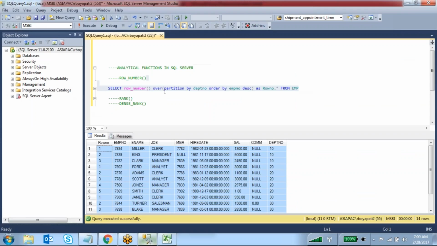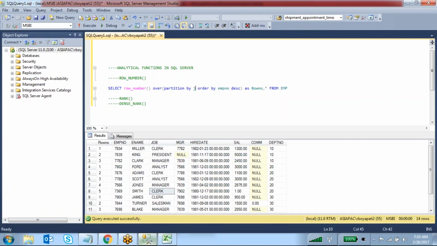So how we get this row number: I did the partition on the department number. When it generates the row number, it does so per partition on the department number. If you partition on the job, then for the number of people under clerk, it will give 1, 2, 3, 4, 5 for clerk. Again it will start over; for each job it will give different sequence numbers.